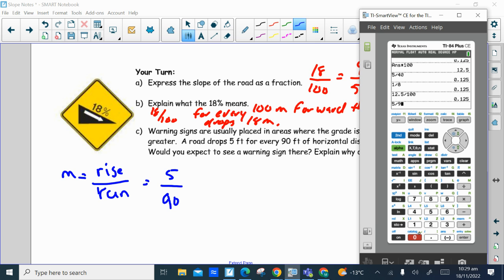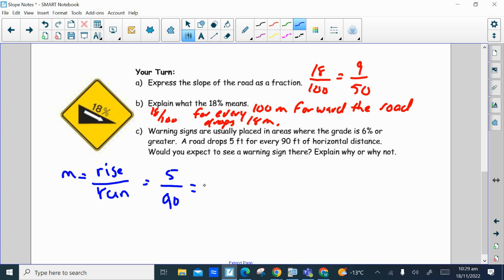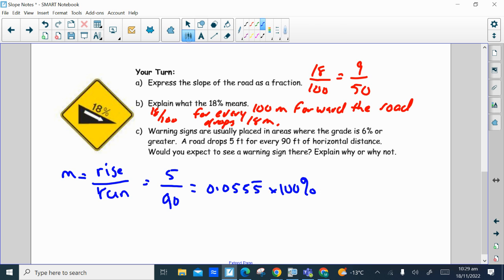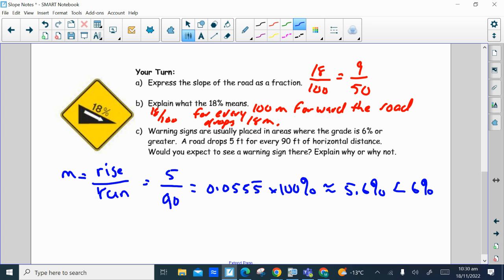5 divided by 90 is 0.05 repeating. And if I multiply it by 100% to change it to a percent, so now I times that by 100, it's 5.5 repeating percent, or approximately 5.6%. So approximately 5.6%, which if you compare it to the 6%, it's less than the 6% that you need in order to have a sign. Yes?